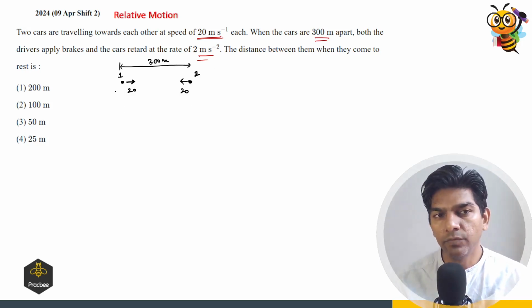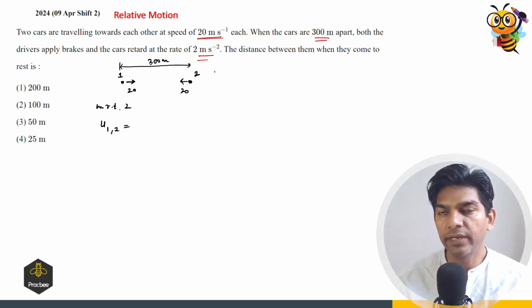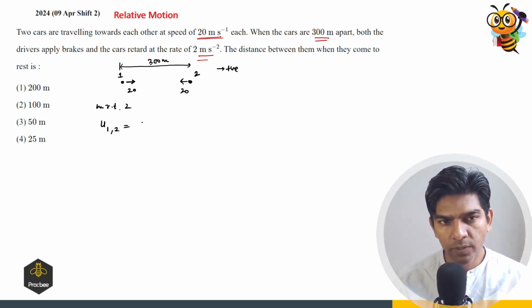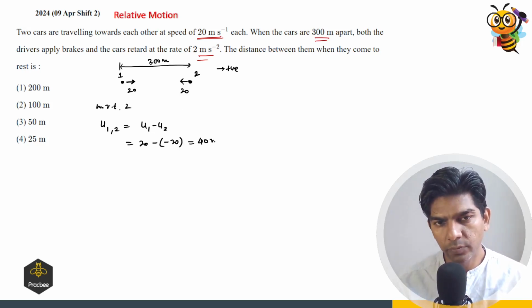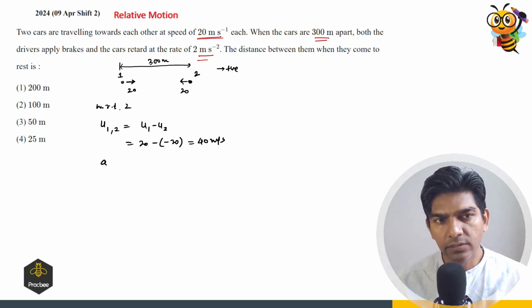So let us study 1 with respect to 2. With respect to 2, the initial velocity of 1 with respect to 2, taking the right direction as positive, will be u1 minus u2. u1 is 20, minus u2 is minus 20, so that will be 40 meters per second. Acceleration: they are retarding, so the acceleration of 1 will be in the left direction and the acceleration of 2 will be in the right direction.